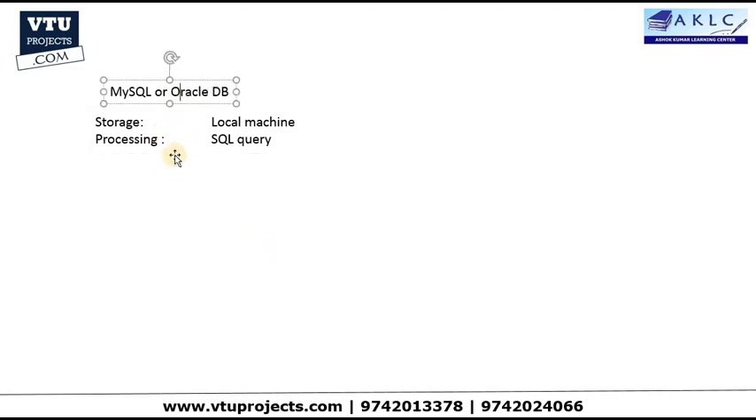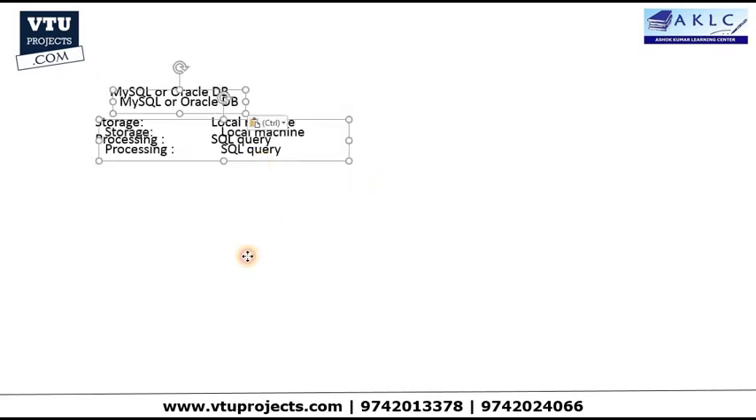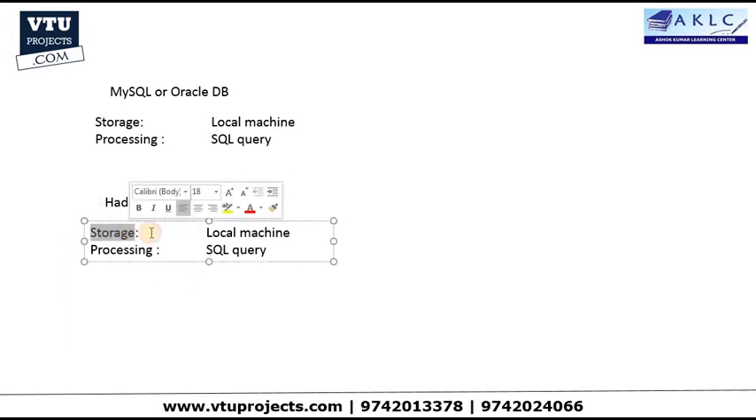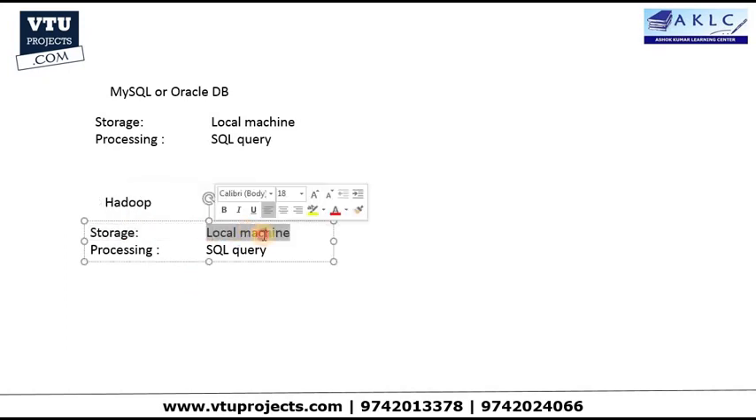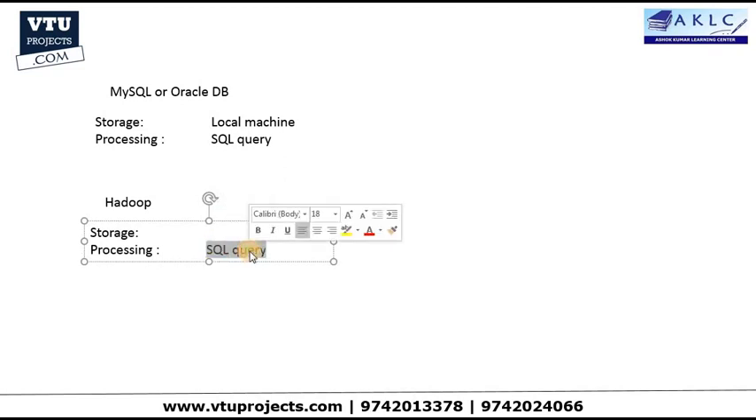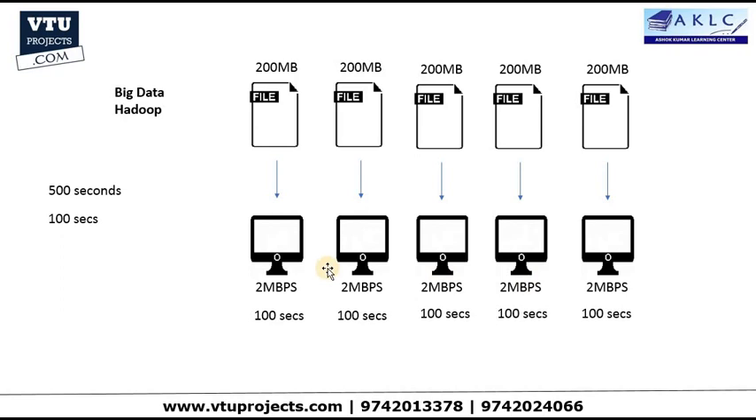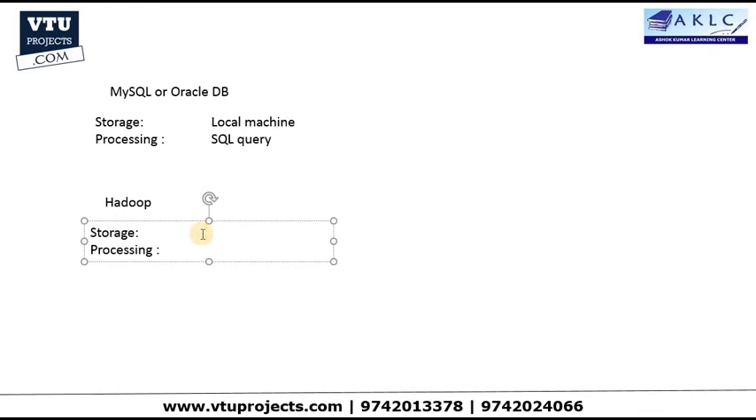Hadoop also does the same thing. Hadoop also provides the capability for storing the data, and it also provides support for processing the data. How does Hadoop provide support for storing the data? As you've seen earlier, it will store the data not in a single machine but in distributed machines, in multiple machines. We call that HDFS. The full form of HDFS is Hadoop Distributed File System.